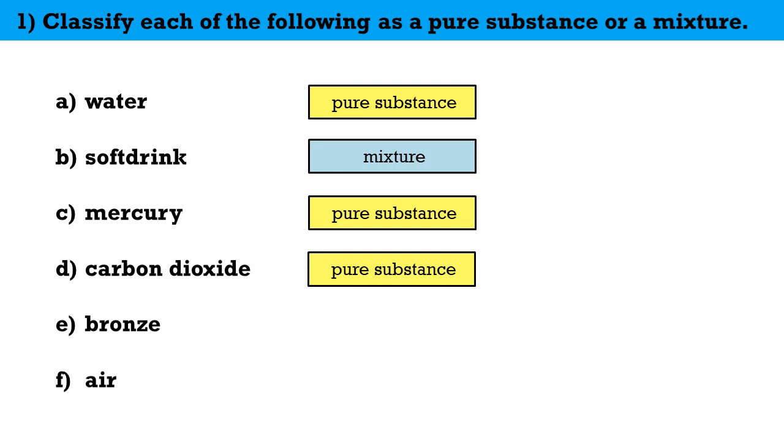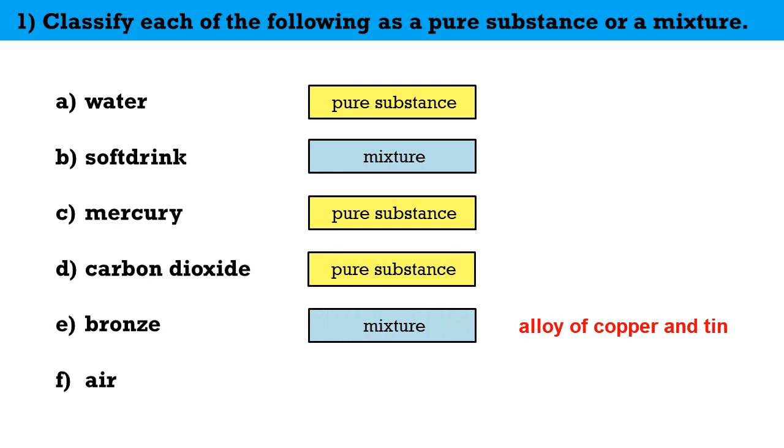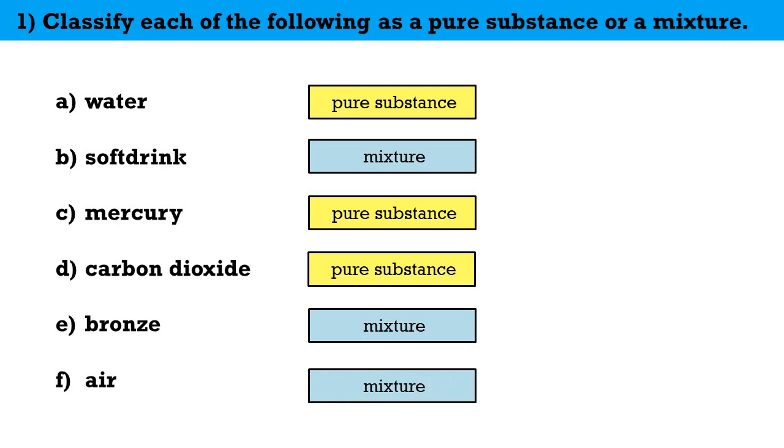Letter E, bronze. It is a mixture. Bronze is an alloy of copper and tin. Letter F, air. It is also a mixture. Air does not only contain oxygen, but it also contains nitrogen, carbon dioxide, and other gases.